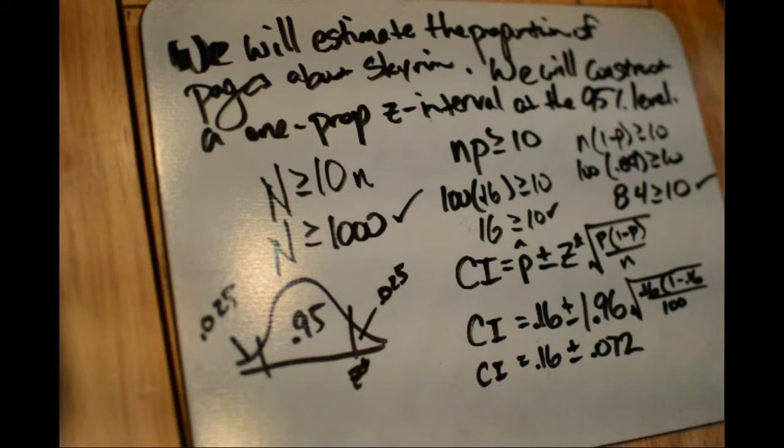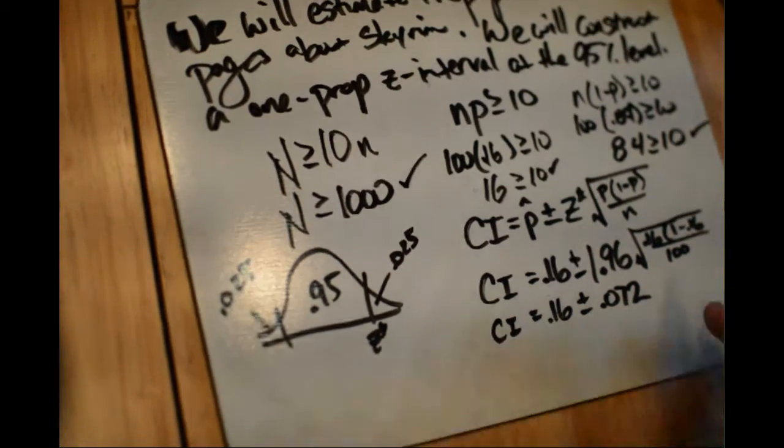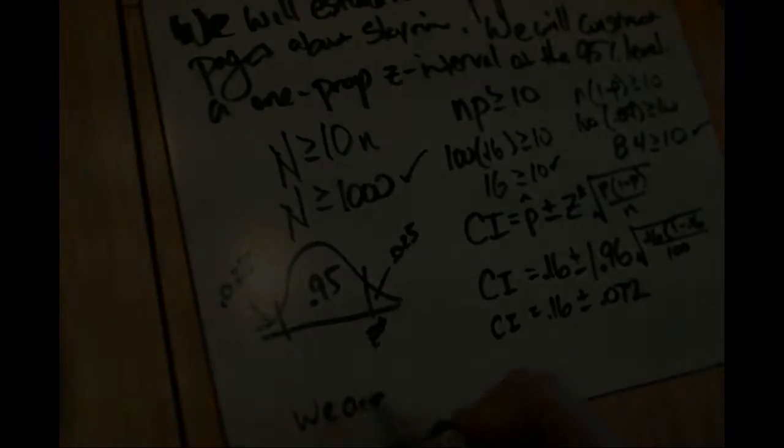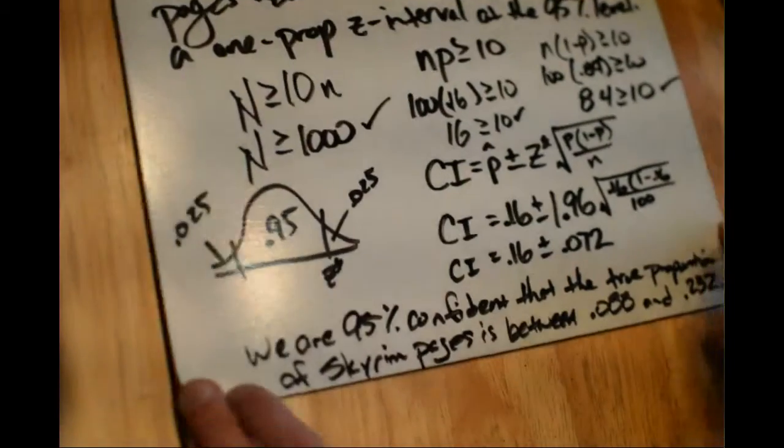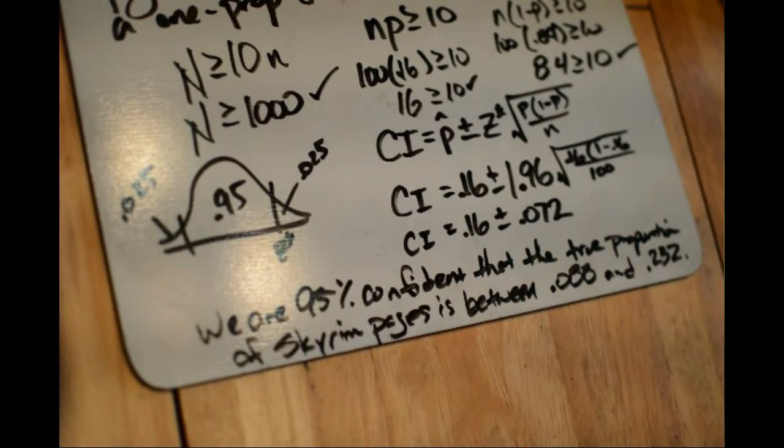We have calculated and constructed this confidence interval, and the last thing to do is interpret what that means. So that's the last step, our interpretation. We are 95% confident that the true proportion of Skyrim pages is between 0.088 and 0.232. Make sure that when you are doing your interpretation that you're using context. It's always easy to forget about the context, but make sure you're putting in there what it is that we are actually doing in context.